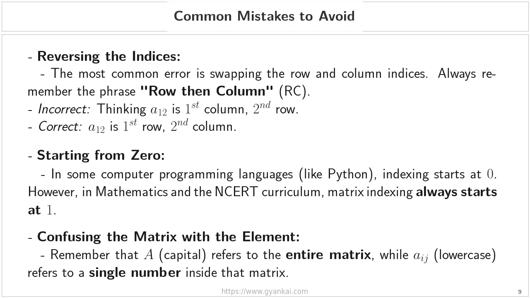Finally, please be careful not to confuse the matrix itself with its individual elements. This is a matter of notation. A capital letter, such as capital A, refers to the entire matrix as a whole. In contrast, the lowercase letter with subscripts, such as a sub ij, refers to a single specific number residing inside that matrix. Now that we have seen how to apply this notation to a real-world scenario, like inventory management, it is important to discuss some common pitfalls to ensure you don't make avoidable errors in your exams. Keep these 3 distinctions in mind as we move forward to our final summary of the key takeaways.